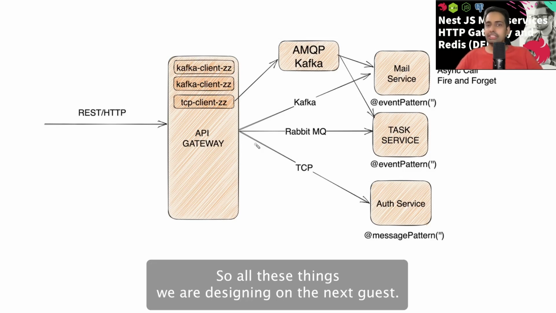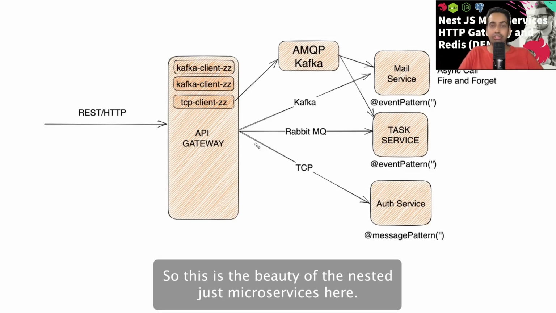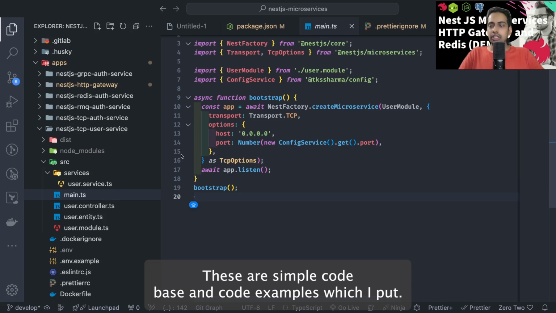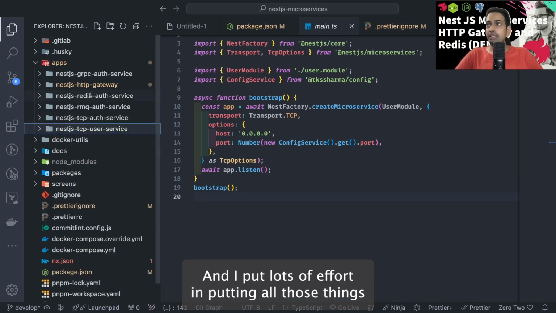So all these things we are designing on NestJS. This is the beauty of NestJS microservices. Here this is pure asynchronous communication happening, and we can use Kafka, RabbitMQ, and Redis. These are simple code bases and code examples which I put. These are designed by me, and I put lots of effort into putting all those things.